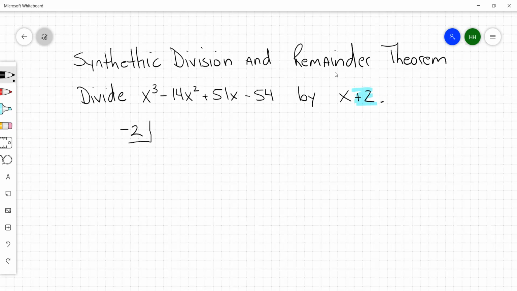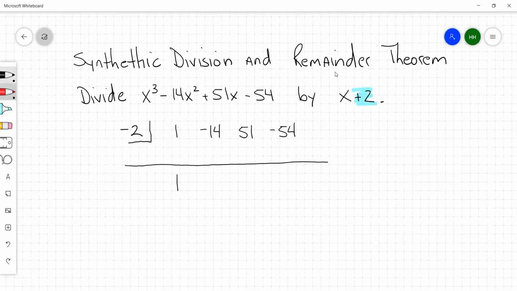All right, so this x to the third has a 1 in front of it, so you write a 1 right here. Then you write a -14, positive 51, and -54. You skip a couple of lines. You put a horizontal line, and you take this first coefficient, and you put it down here, right there.